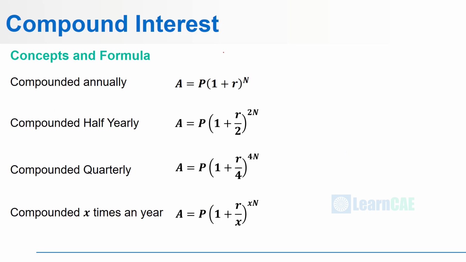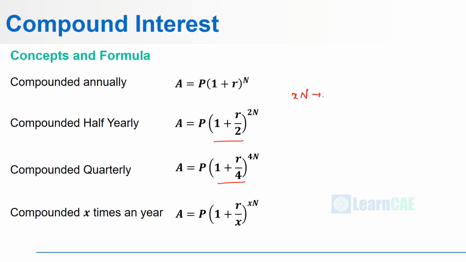Now we shall see the compound interest formula calculated for different time periods. We know if it is compounded annually, then the total amount will be equal to principal into (1 plus R) power n. If it is compounded half yearly, then the total amount will be equal to P into (1 plus R by 2) power 2n. That is, we have to divide the rate of interest by 2 and multiply the number of years by 2. If it is compounded quarterly, then we have to divide the rate of interest by 4 and multiply the number of years by 4. In general, if it is compounded x times a year, then the amount will be equal to P into (1 plus R by x) power xn.